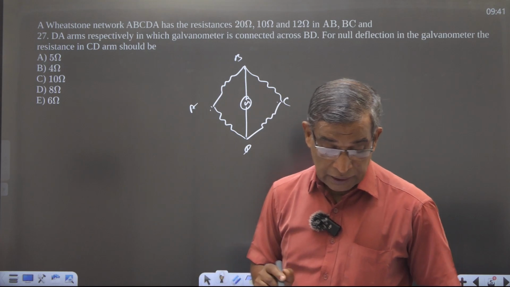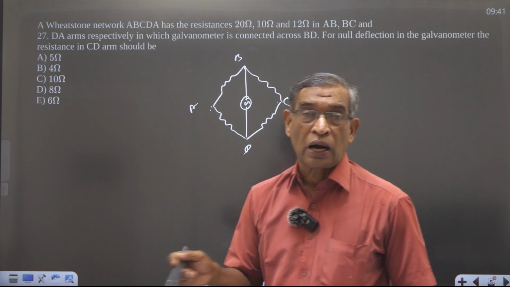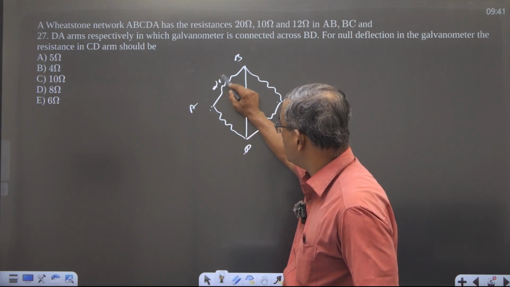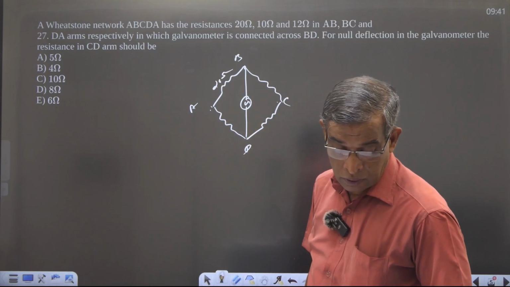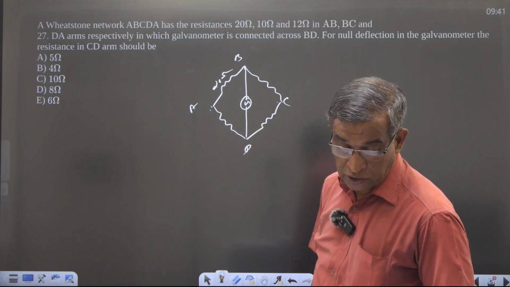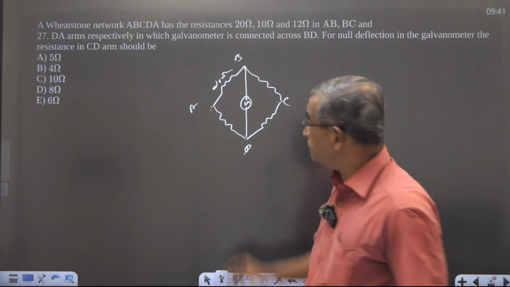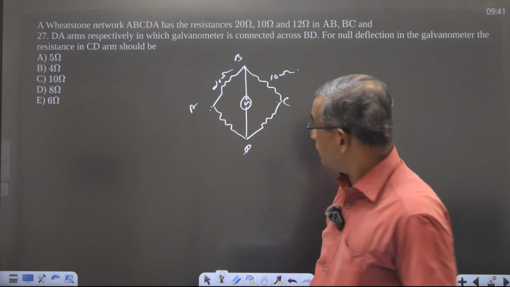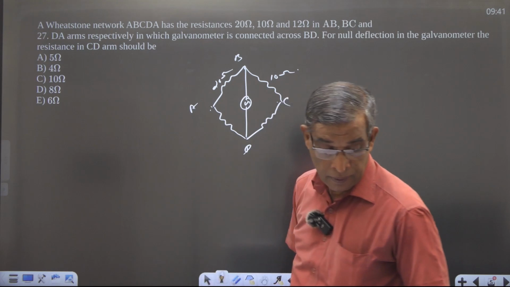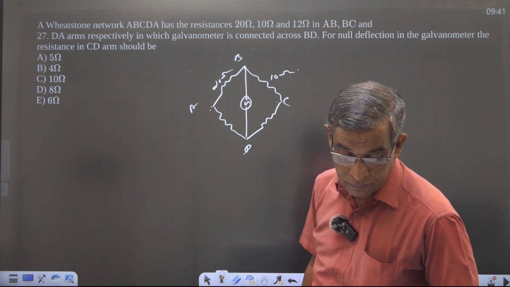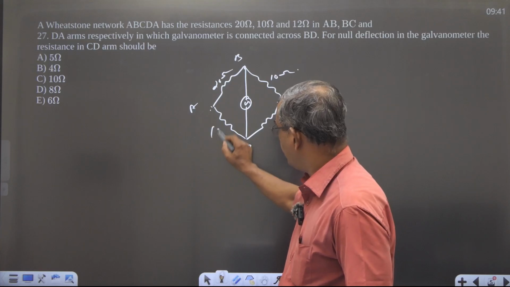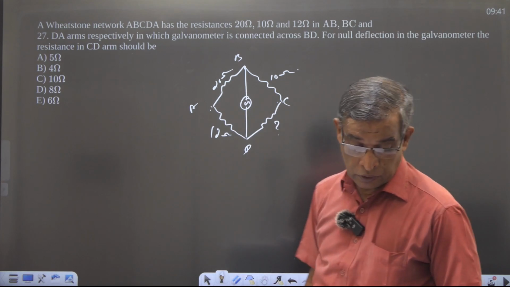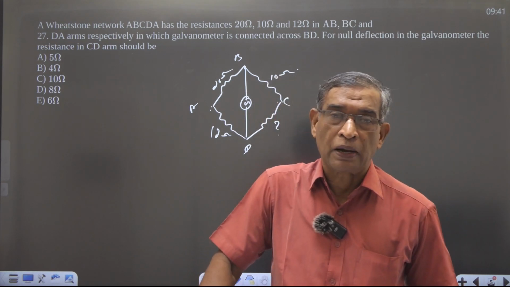Now what is the question? The resistance in each arm is given to you. AB is 20 ohm, BC is 10 ohm, and DA is 12 ohm. Now the question is, what is the resistance here so that the bridge is balanced?